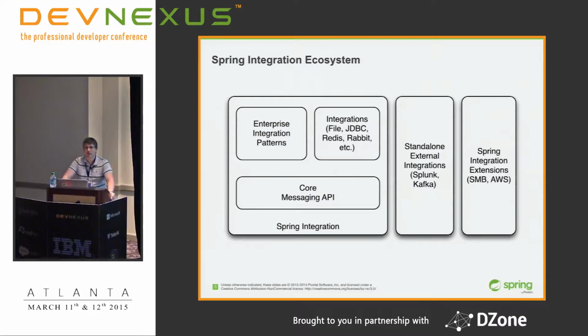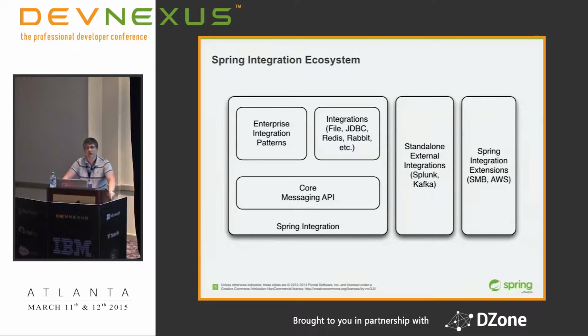Those are all, let's say, pure, simple pattern implementations. Outside of that, you have the actual integrations: file, JDBC, Redis, Rabbit. There's a whole lot of them that you can find in the documentation. These are the very established, very stable, external technology integrations.